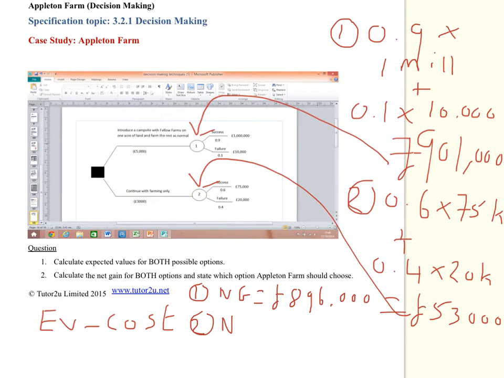And now we can do the net gain for the second option. So the net gain is again the expected value, which in this case is 53,000, minus the cost, which is given to you underneath the line, which is 3,000. So therefore, it's simply 50,000.